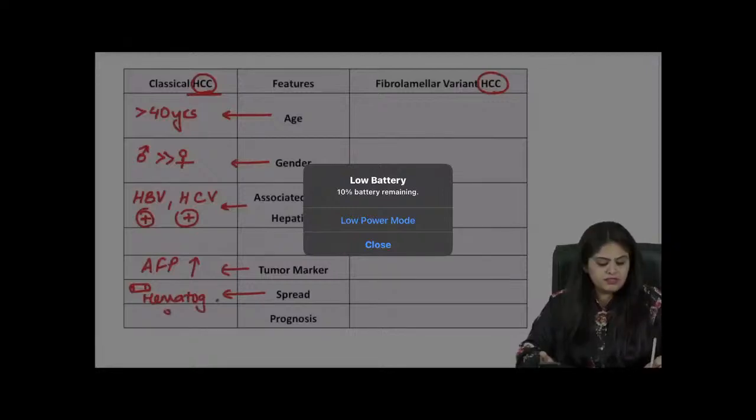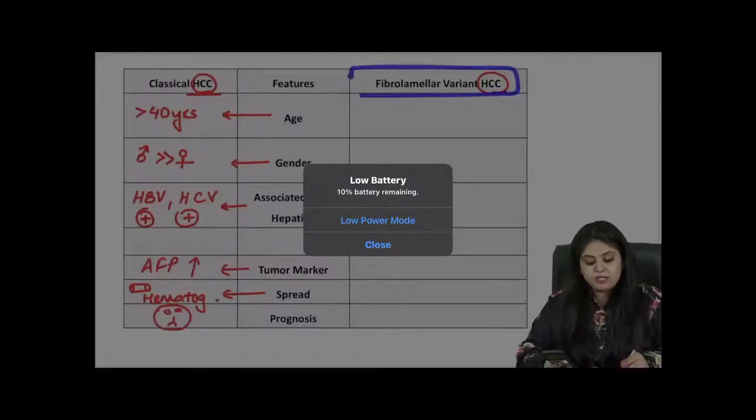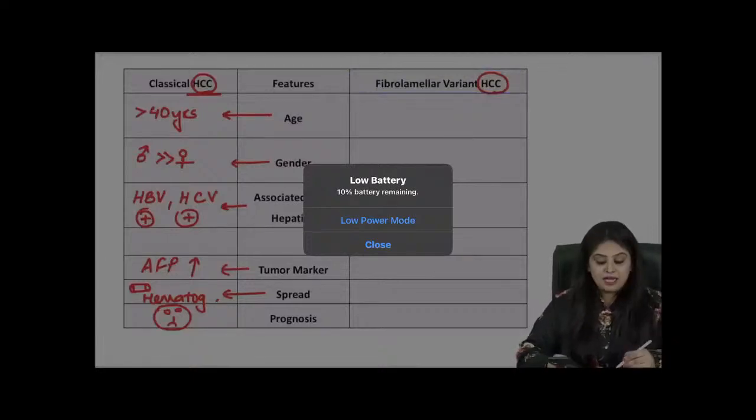So let me ask you. When I talk about liver cancers, there are two liver cancers that you have: the classical one and fibrolamellar. First, you will fill in the blanks for everything to do with the classical one. Ma'am, what age does it happen? Liver cancer obviously happens after 40, 50, in old age. With gender, because alcoholism and everything is more in males, there is a gender predilection for males. Is it associated with hepatitis?